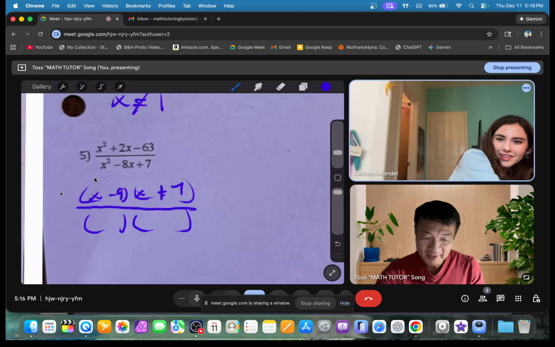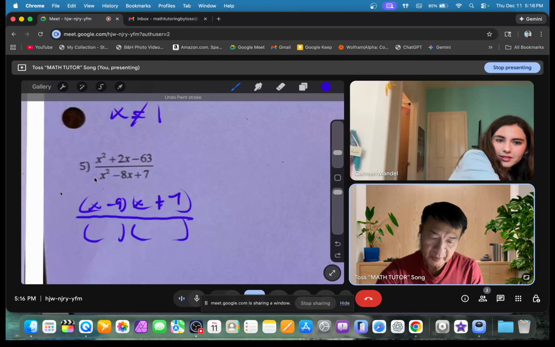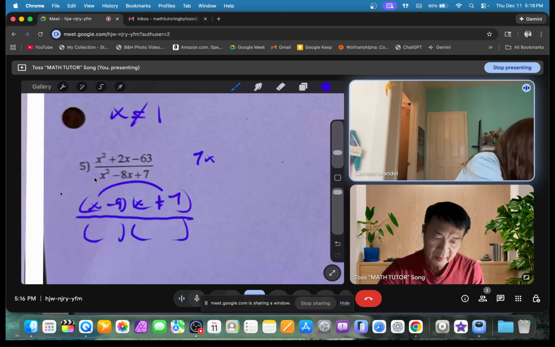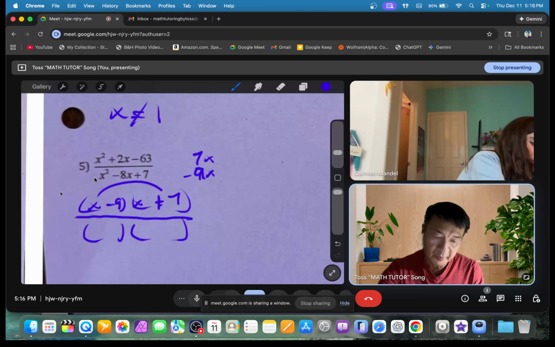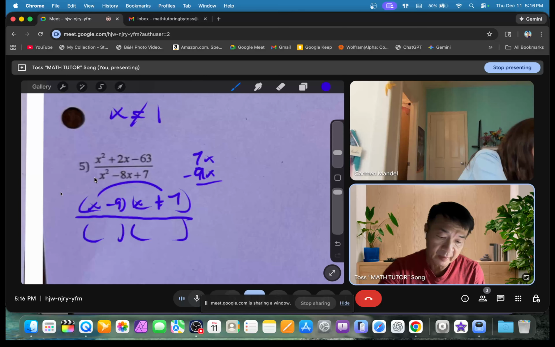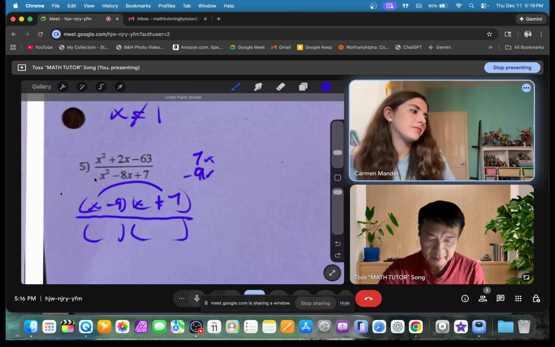Did I flip the signs? Yeah, do you know how to check it? When you FOIL it, you do outer, inner. If you combine the outer and inner, it has to be a positive 2x. So if you do the outer, you get 7x, and then you get negative 9x. You see that? So if you were to combine them, it'll be a negative 2x, but you want a positive 2x. So you got to switch the sign.